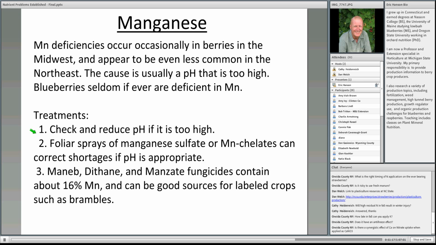If it's too high, there are foliar sprays of manganese sulfate. Manganese chelates can be used. Some fungicides contain significant amounts of manganese, and those are pretty good sources also for labeled crops.